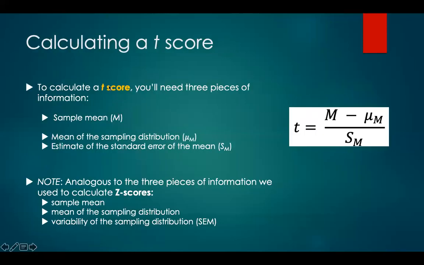Now, to calculate a t-score, you'll need 3 pieces of information. One is the sample mean. You'll need the mean of the sampling distribution of means, and the estimate of the standard error of the mean, which is, again, the standard deviation of the sampling distribution of means. So here's your formula. T equals your sample mean minus the mean of the sampling distribution of means, which is the same as the population mean, and finally the standard error of the mean.